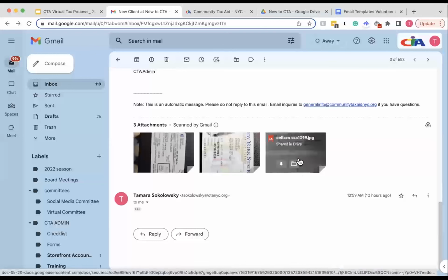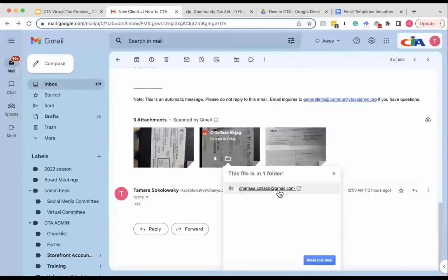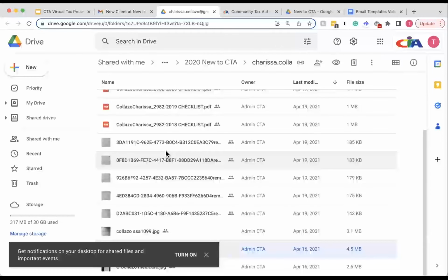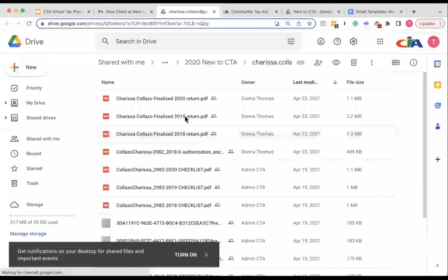And you can also go straight to their Google Drive, and that will be an easier way just to see what all the documents are that they've uploaded. So when you put your mouse over each image, there's a little icon that comes up, and it's a little folder, and that says Organize in Drive. You're going to want to click on that link that comes up, and it's going to automatically bring you to that taxpayer's folder with all the documents.